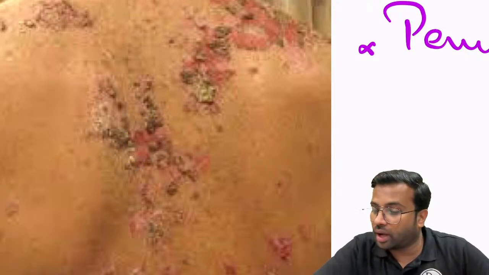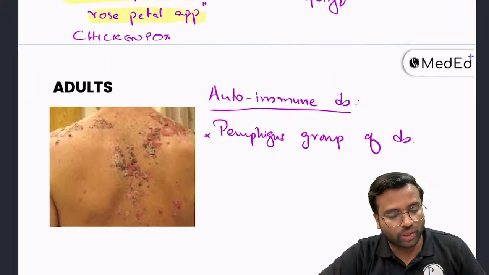Once these bulla rupture, what happens? There is something called erosion. So what is erosion? A partial loss of epidermis. Simple. There is a bulla, the bulla ruptures, and there is eroded skin.